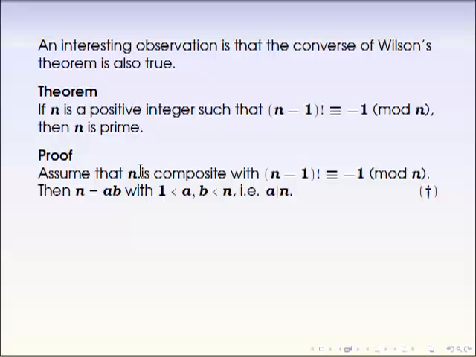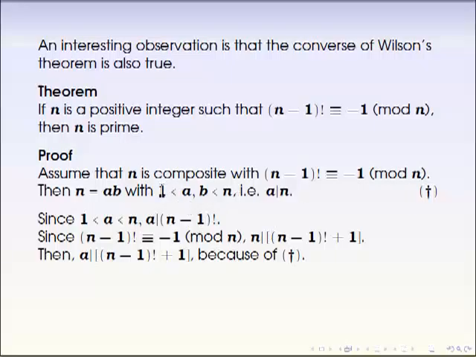So let's start with the assumption that n is a composite number, but with this condition, right? So (n-1)! is congruent to -1 modulo n. Then since n is composite, there must be two integers a and b satisfying n equals a times b. Of course, those two numbers must be between 1 and n, and cannot be 1 and cannot be n. And at the same time, because of that, a must be a divisor of n. That's clear.